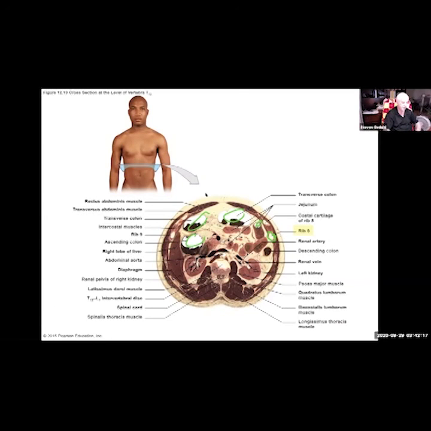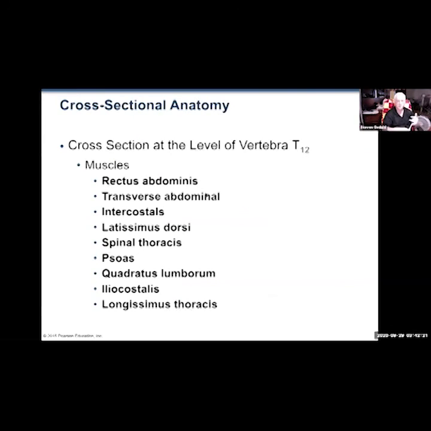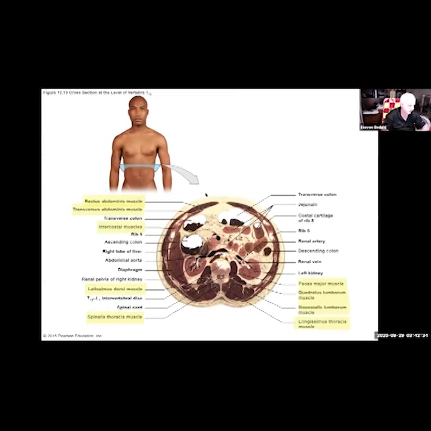You have the rectus abdominis at this level also, transverse abdominis, intercostal muscles, latissimus dorsi again, spinalis thoracic, psoas muscle, quadratus lumborum, iliocostalis muscle, and longissimus thoracic muscle. Okay. You see where they're all labeled here. The rectus abdominis, that's the one that gives you your six-packs.